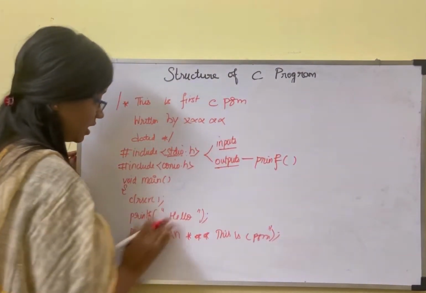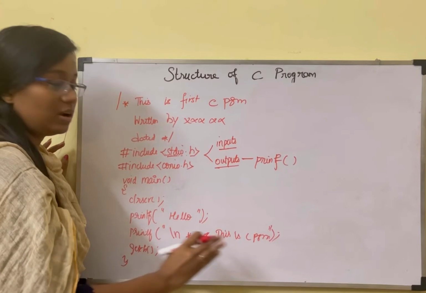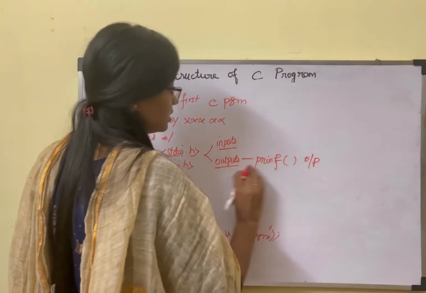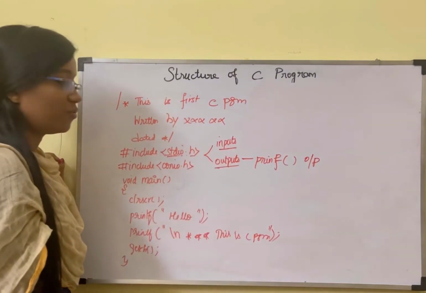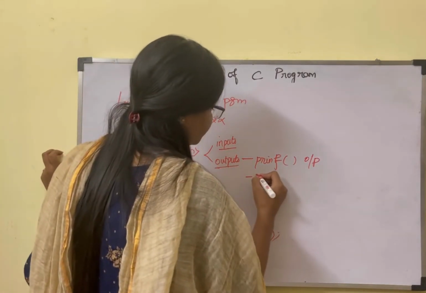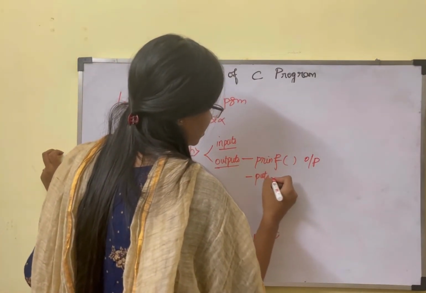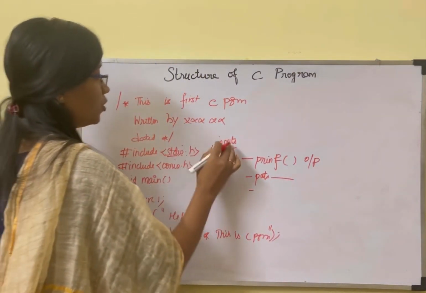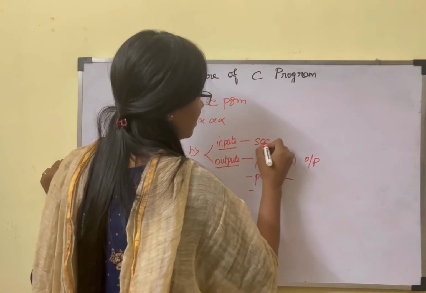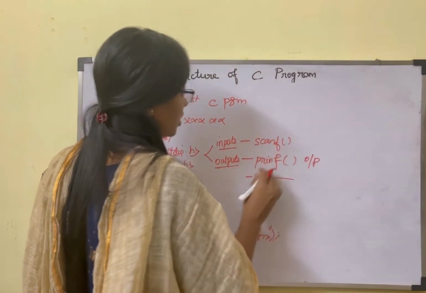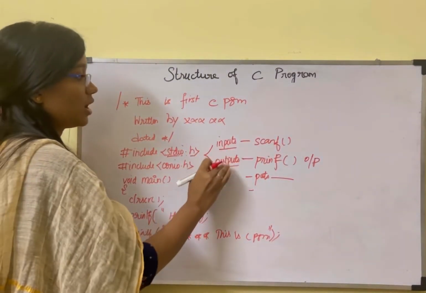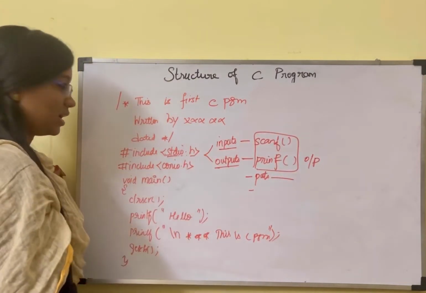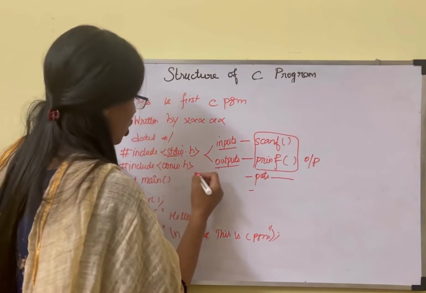So what does the printf function do? It just prints whatever is given inside onto the output screen. So this is the output function. Printf is the output function. There are a lot of other output functions also. We'll see that later. And then the input function. The input function is scanf. We'll see later what scanf is. So to accept this input and output with printf and scanf, we give this stdio.h.